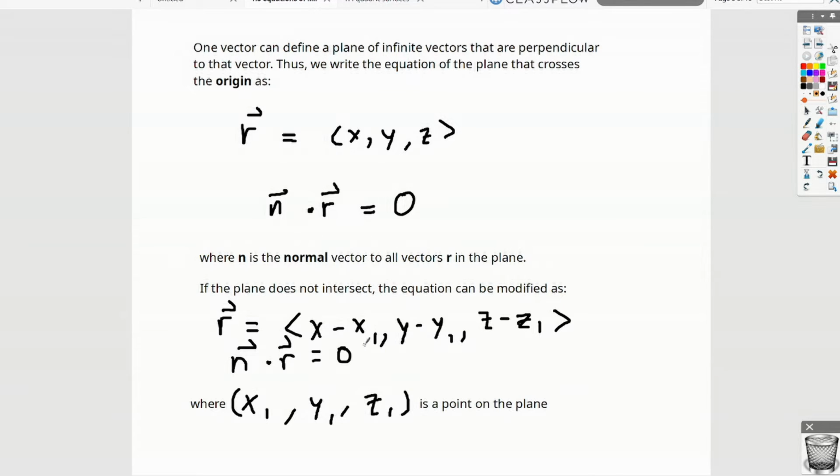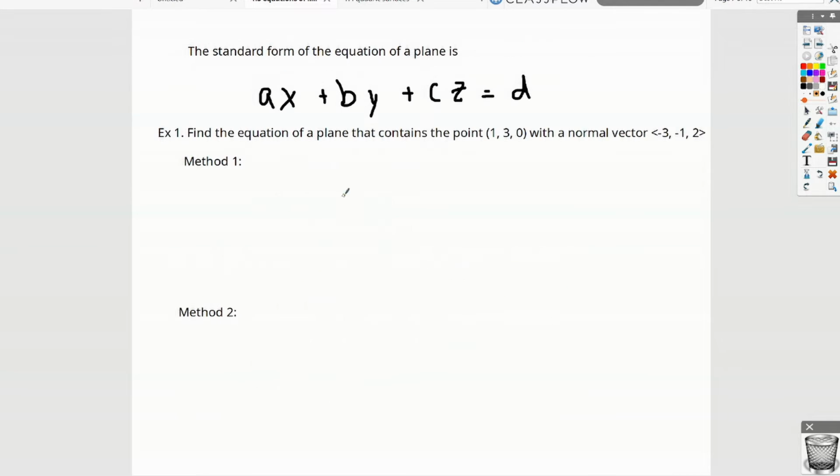So R will be X minus X1, Y minus Y1, Z minus Z1, where X1, Y1, and Z1 is a point on the plane. It can be any point on the plane, it will still work, which is actually quite fascinating. I've already covered this. So this is the standard form. This is how you would usually see it. And we're going to work through this example.